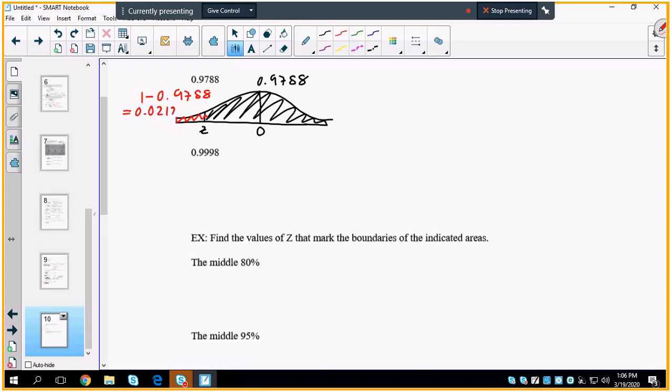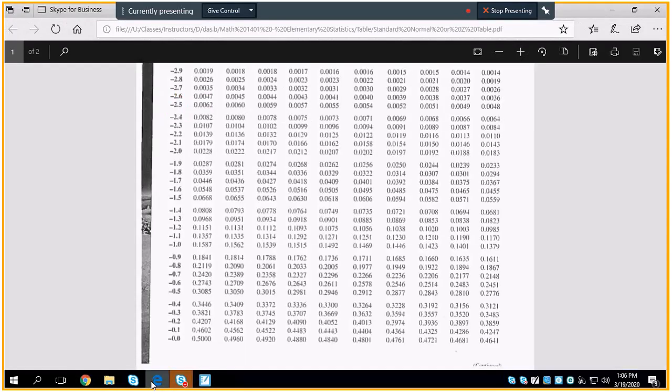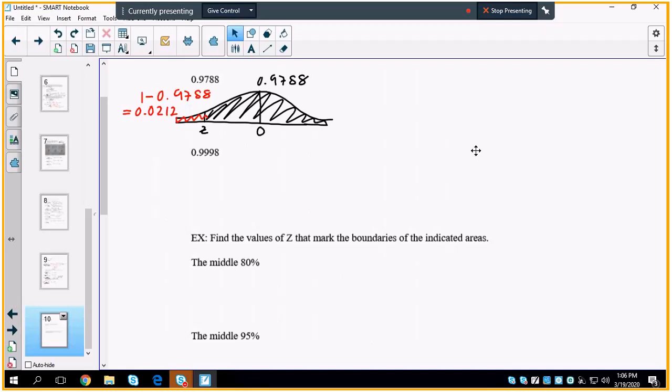And that number is going to be 0.0212. So I'm looking for 0.0212, which is clearly on the left side of the table. Let's find it out. 0.0212. It's here. Row is negative 2 and column is 0.03. So it's negative 2.03. So the z I wanted is negative 2.03. Answers my question. Now I have one more.